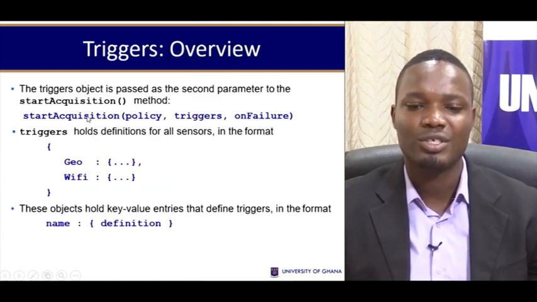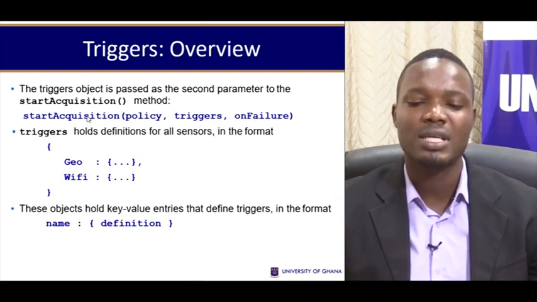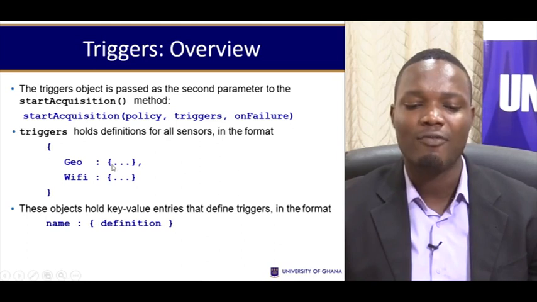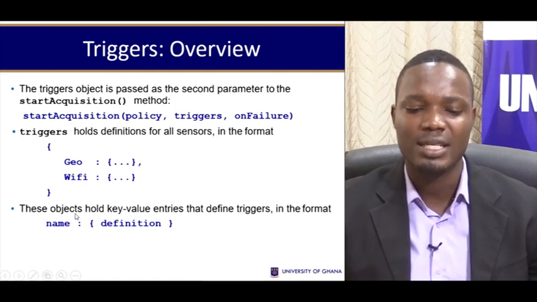Now we want to talk about triggers. The trigger object is passed as the second parameter to the start acquisition method. So our start acquisition method takes the policy, the triggers, and the on failure. The trigger holds definitions for all sensors in this format. So for Geo you put that in, and then for Wi-Fi you specify that also. These objects hold key value entries that define triggers in the form of name definition parameters.